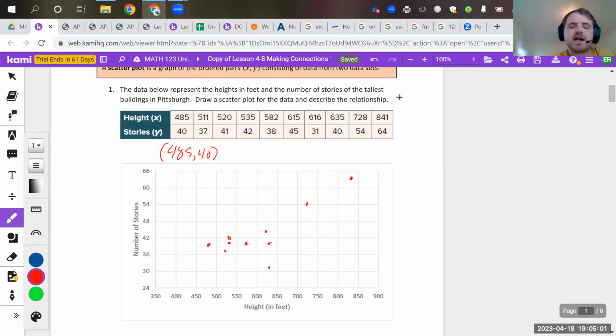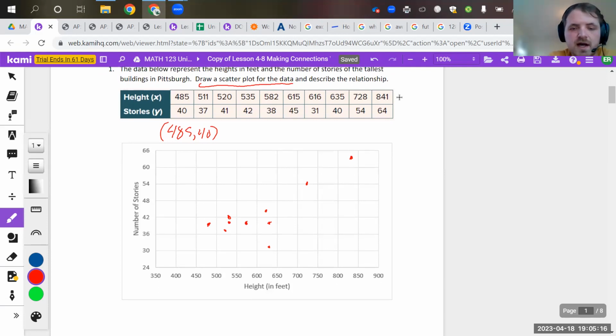As you look at the graph, and I'll try not to go too quick for the people that are copying this down themselves. When we draw that scatter plot, that's really just the first part of the question, and the more important part is describing that relationship. Remember that the height of the building is down here, and the number of stories is on the left.